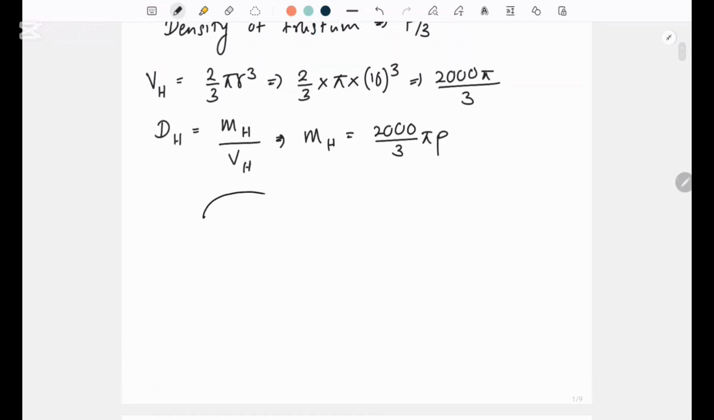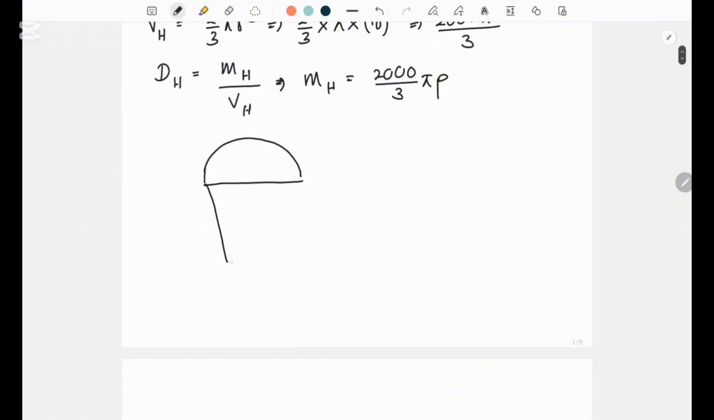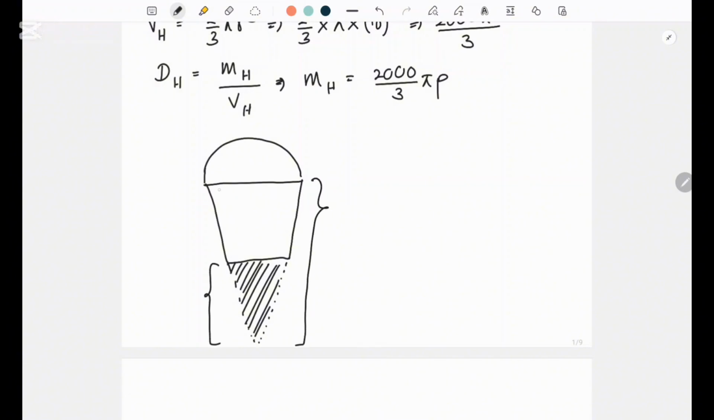So this is the shape we have. Let me just draw a small diagram to explain it to you guys. This is your hemisphere and this is the frustum. Can you see the frustum was initially a cone, and a smaller part of the cone was removed to create the frustum, right? So we'll have to find the volume of the larger cone and subtract the smaller cone to get the volume of the frustum.